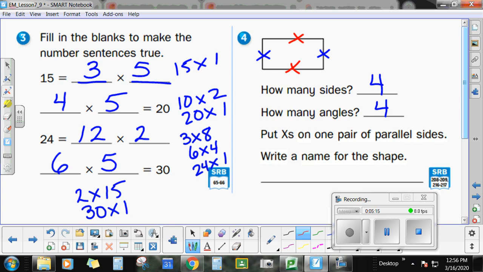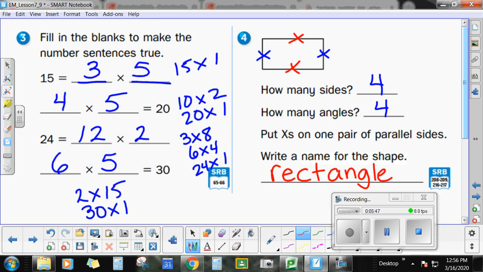And write a name for this shape. What could this shape be called? When I have 4 right angles, I am called a rectangle. Okay? It could also be called a parallelogram, remember? It could be called a trapezoid. It could be called a rhombus. Think about that. Could it be called a rhombus? Hopefully you said no. And why not? Because a rhombus has 4 equal sides, and it does not.